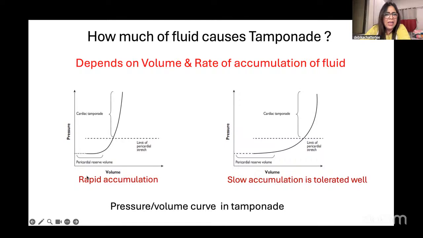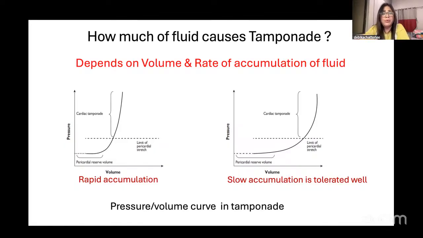If you compare two patients, in this particular patient, a rapid accumulation of only 150 cc of pericardial fluid has given rise to the signs of tamponade, though it hasn't crossed the limit of pericardial stretch. On the other hand, in this patient, where there is accumulation of 1000 ml of pericardial fluid, it is tolerated very well. You see, the patient hasn't developed any signs of tamponade till this point, and once it crosses the limit of pericardial stretch, the pressure increases and the patient goes into tamponade.